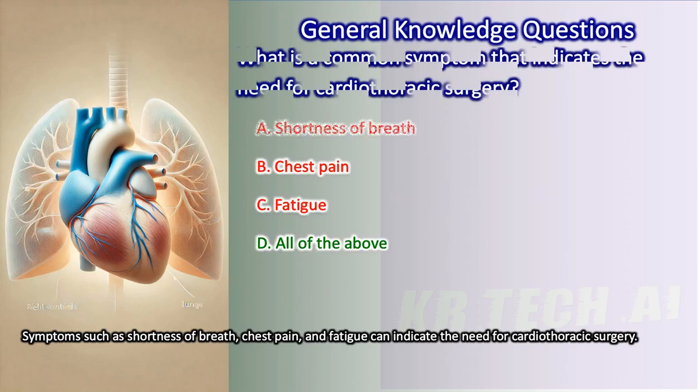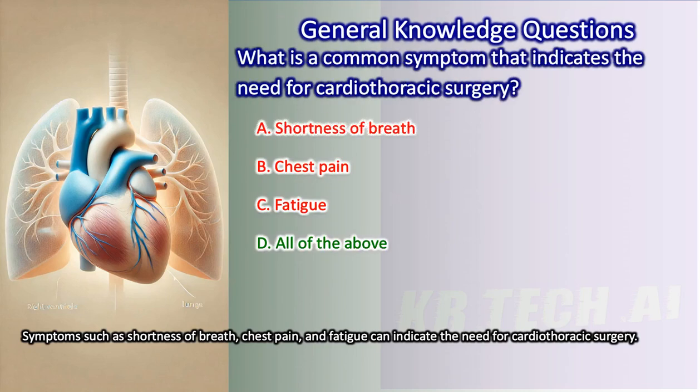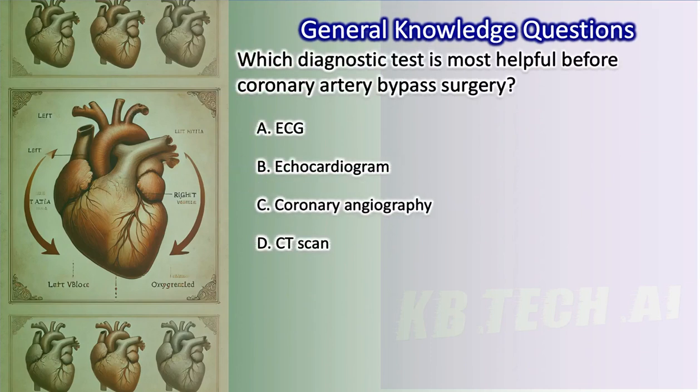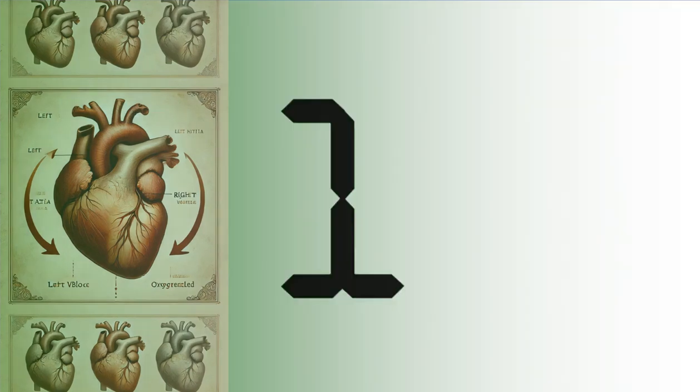The answer is Option 4. All of the above. Which diagnostic test is most helpful before coronary artery bypass surgery? Option 1. ECG. Option 2. Echocardiogram. Option 3. Coronary angiography. Option 4. CT scan.